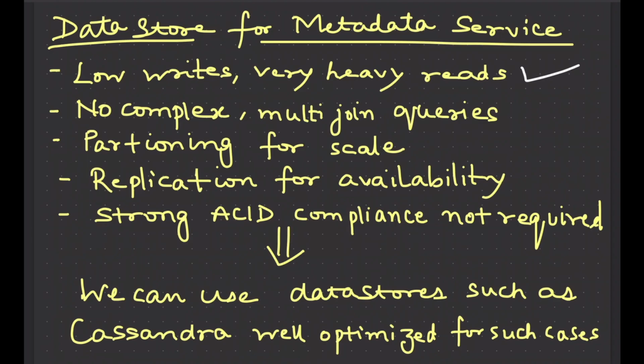Suppose a particular customer is creating a lot of new queues. We have that auto queue creation feature, right? So how do we handle the sudden spike in the writes? That's one thing which we should think about.